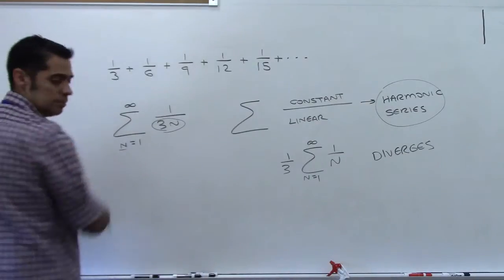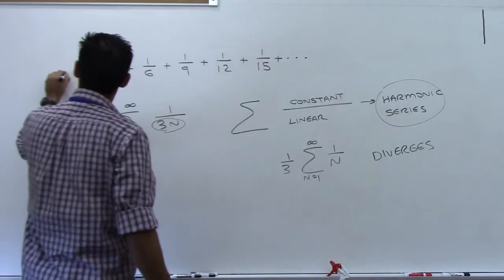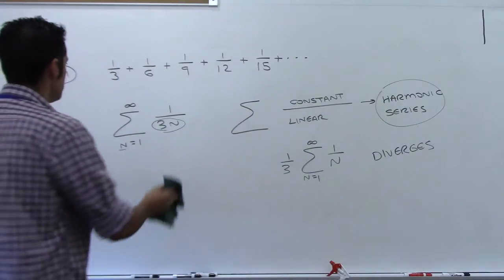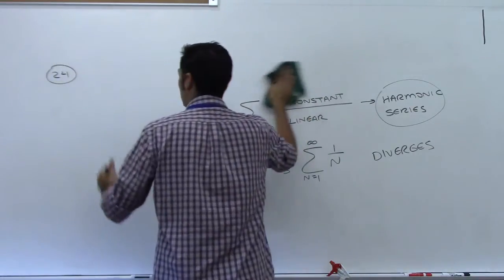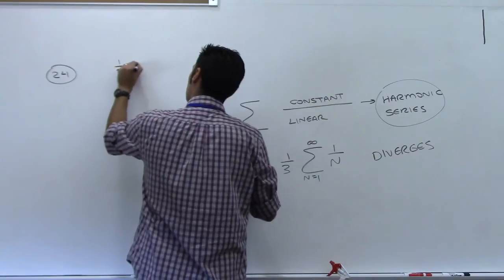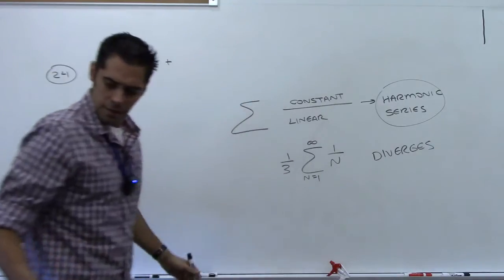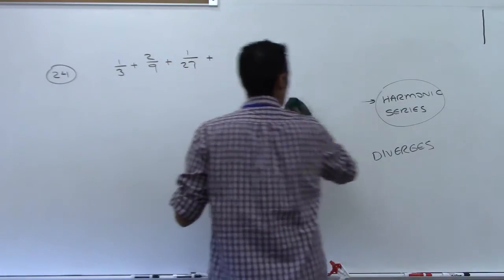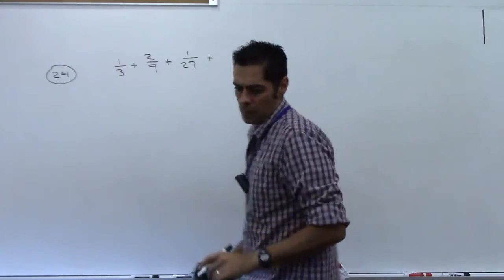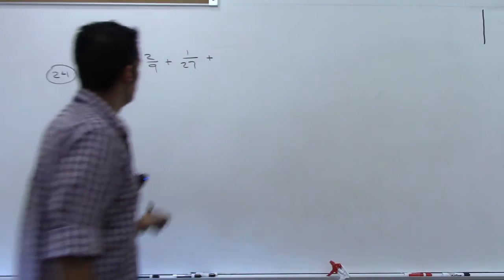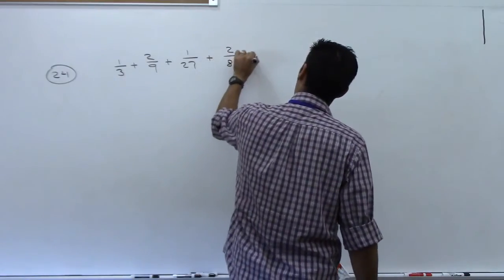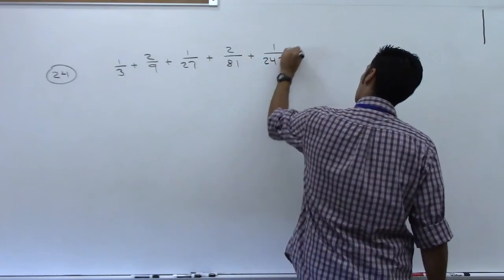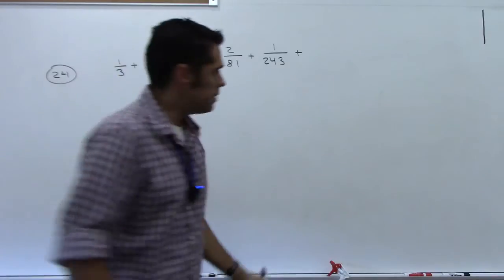All right, 24 is going to be the last one on this video, and then I'm going to take a quick break. 1/3, 2/9. Okay, 1/3 plus 2/9 plus 1/27 plus 2 over 81 plus 1 over 243 plus 2 over 729.